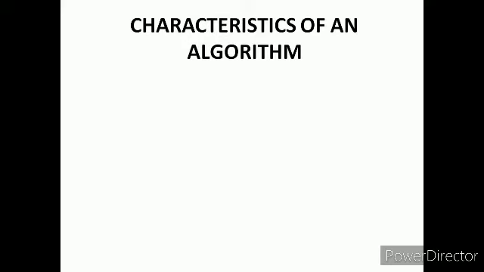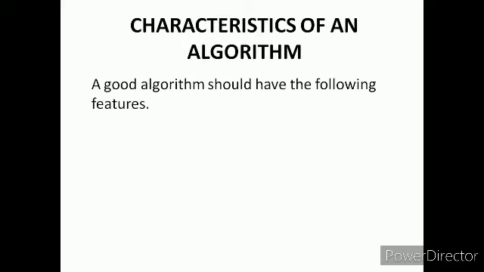Characteristics of an algorithm. A good algorithm should have the following features. Number 1 is input. As I've told you, we need an input. The algorithm accepts the input. Number 2, generality. An algorithm works on a set of inputs. So if you're writing an algorithm, there has to be an input, and it works according to that input.